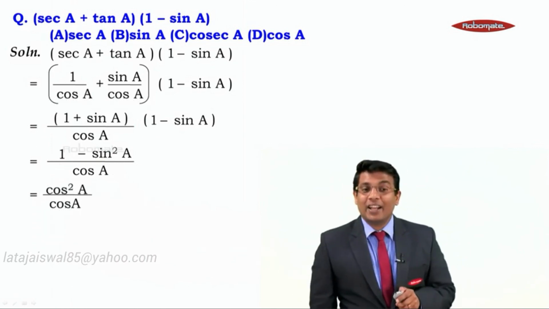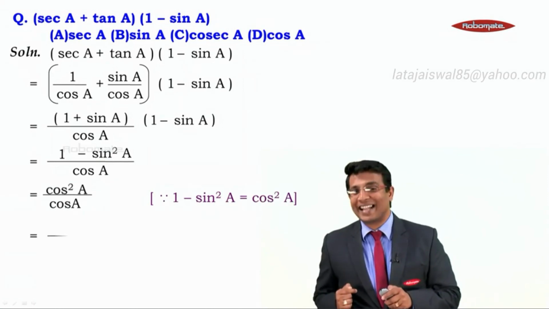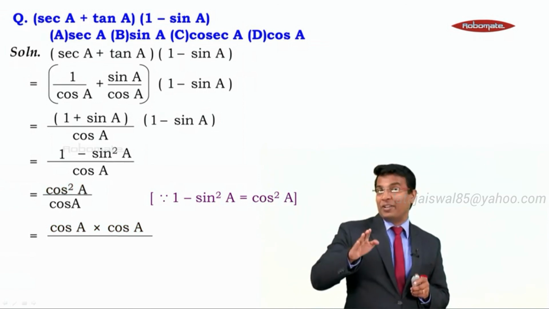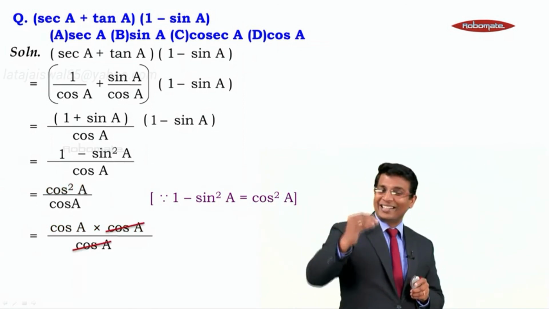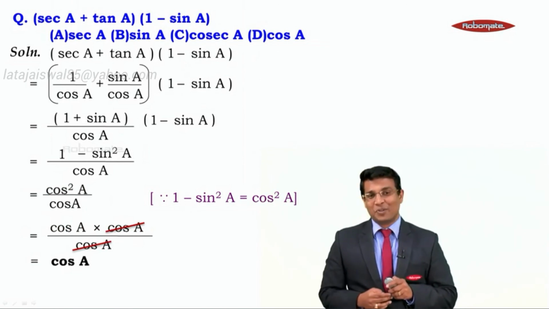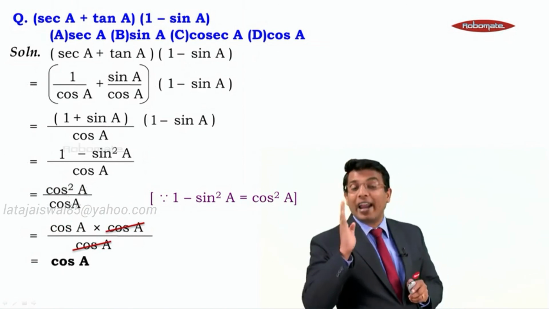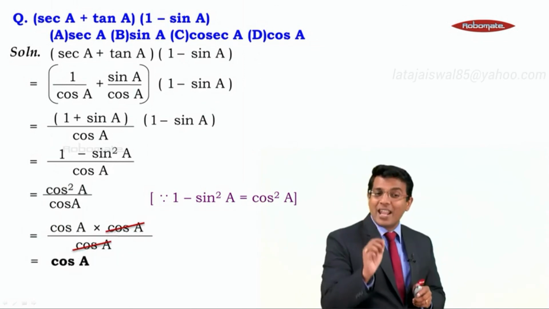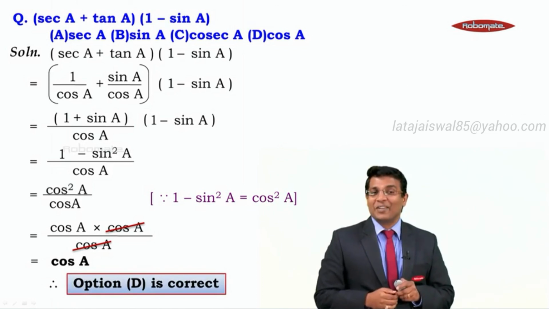Now cos square a upon cos a, that means cos a and cos a get cancelled. So what we get is nothing but cos a. If we expand it further, it would be cos a into cos a upon cos a and cos a gets cancelled. So the answer which we get is nothing but cos a, and that is the final answer. Identify which option is this. This is nothing but your option number D. That means here option D is the correct answer. Wasn't that easy?